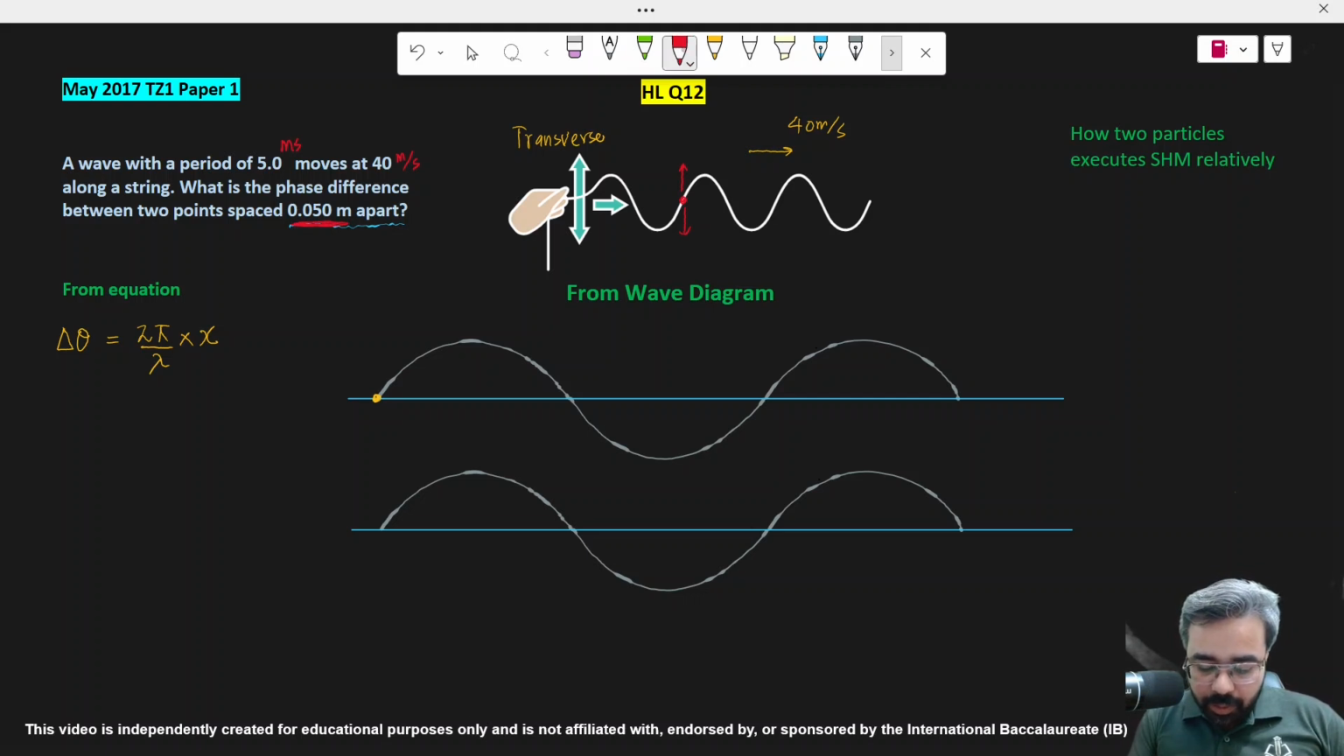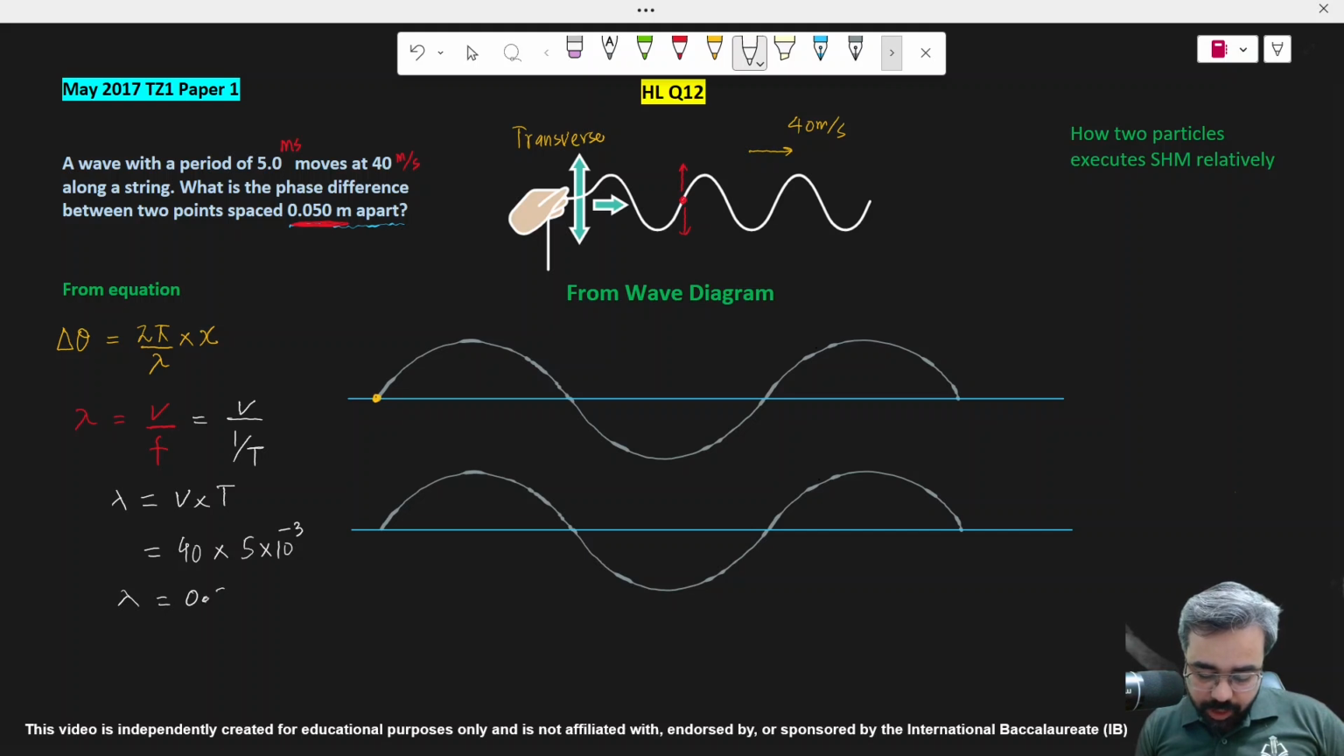Now we need the wavelength, and the wavelength is equal to the speed of the traveling wave divided by the frequency, which you can write as v over 1 over the time period. So lambda is equal to v multiplied by the time period, and the speed is 40 meter per second multiplied by 5 milliseconds, so 5 multiplied by 10 to the power negative 3. So dear students, that is going to be 0.200 meter. This is the wavelength of the wave.